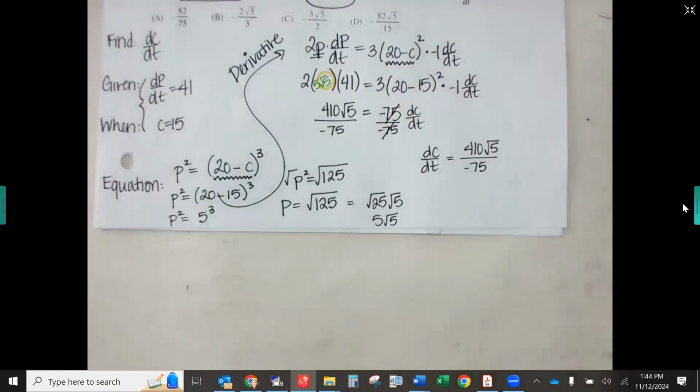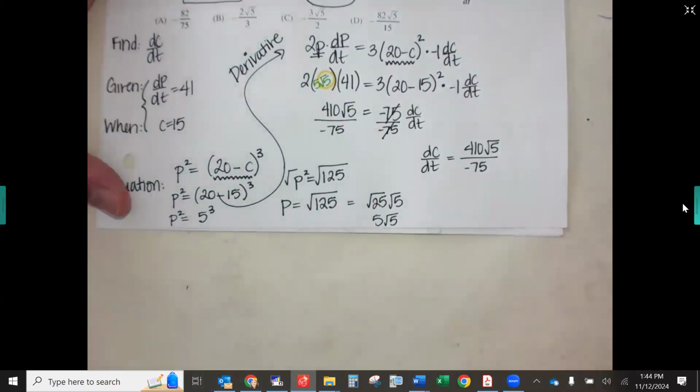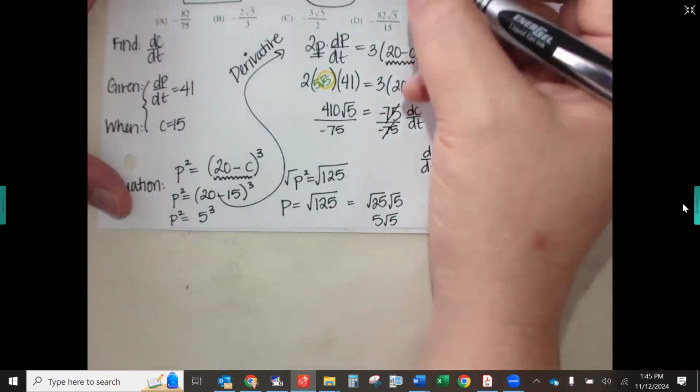Okay, then in your calculator, when you reduce it, just don't put the root 5 in or else it's going to come out as a decimal. Use the pretty fraction. Do 410 over 75. 82 over 15 is correct, which is the answer.